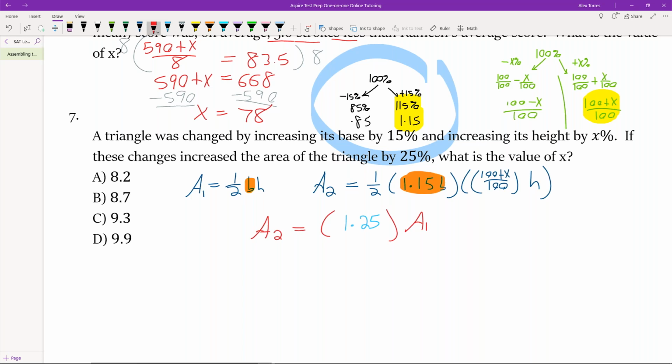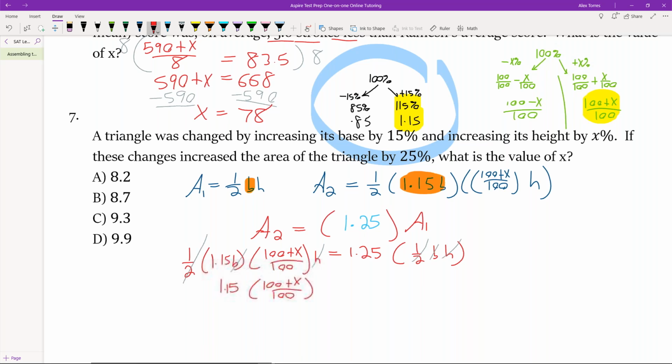So now let's just fill in everything else we have. It looks complicated, but you'll be amazed at how it all simplifies in a sec. 1/2, 1.15b, 100 plus x over 100, h equals 1.25 times 1/2 bh. So if that looks complicated, you're right, but the good news is it's about to become a whole lot less complicated because you can divide 1/2 from both sides, you can divide b from both sides, and you can divide h from both sides. When the dust settles there, 1.15 times 100 plus x over 100 equals 1.25. And it's a lot simpler.